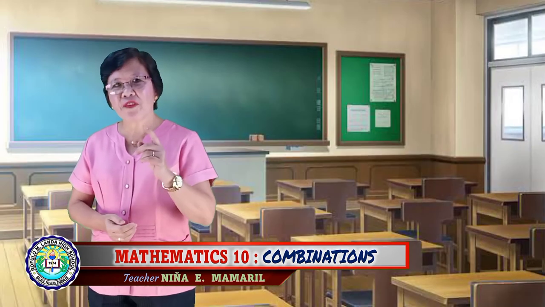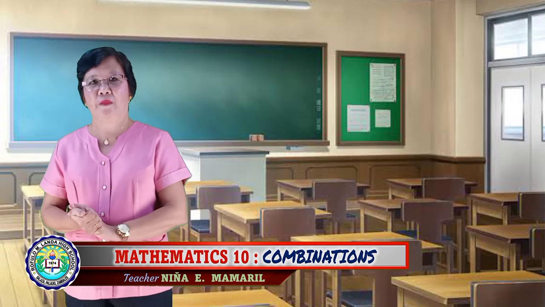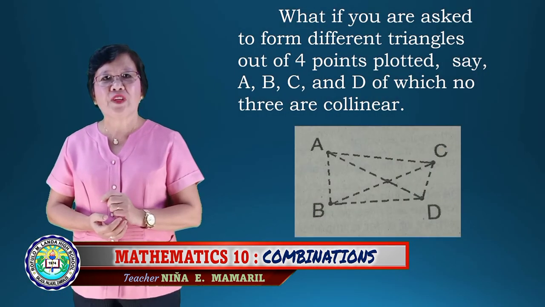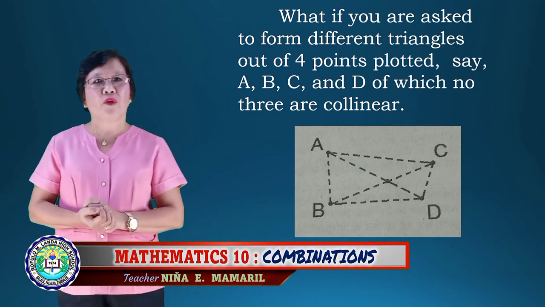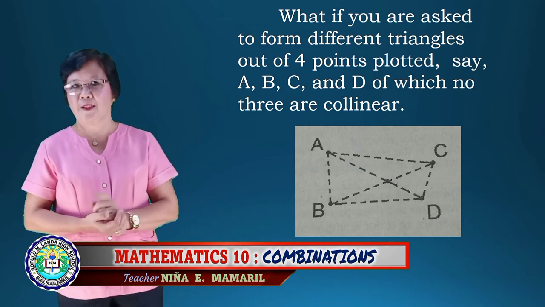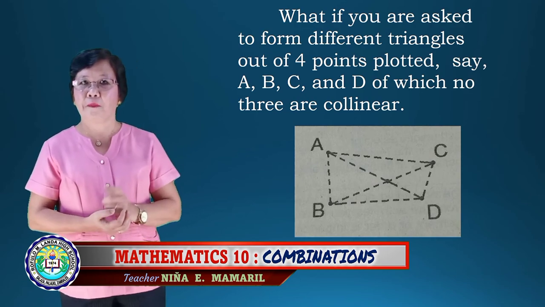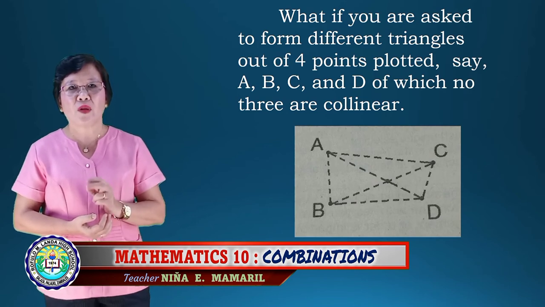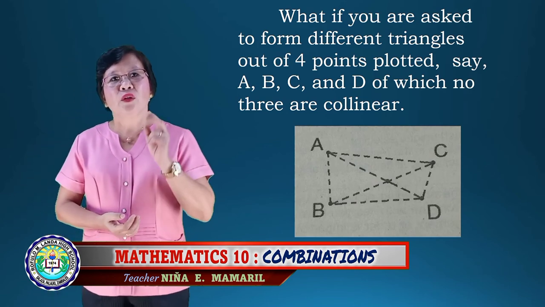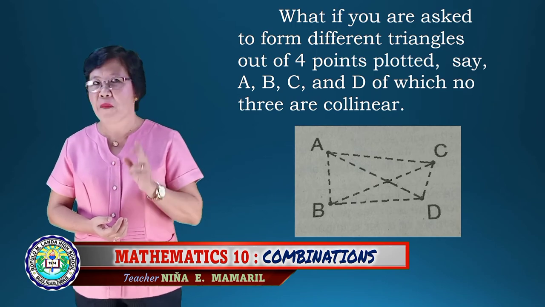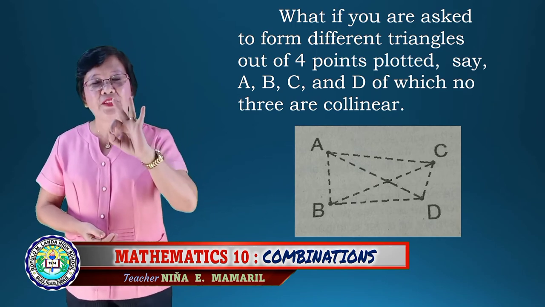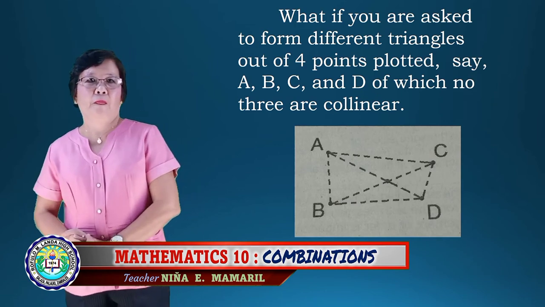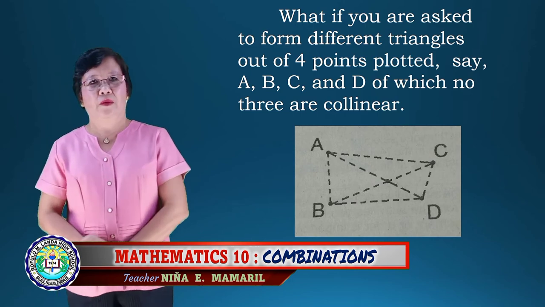Okay, observe now this given figure. What if you are asked to form different triangles out of 4 points plotted, say A, B, C, and D, of which no 3 are collinear? When we say no 3 are collinear, remember, no 3 points lie on the same line. Okay, let us now continue.